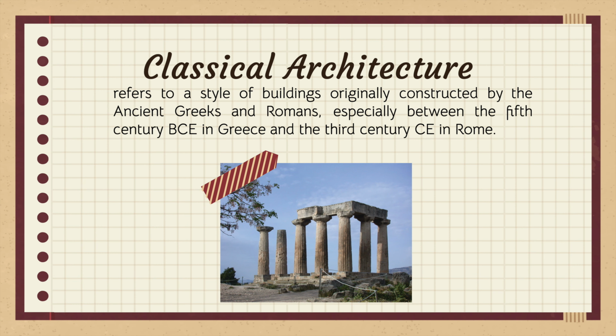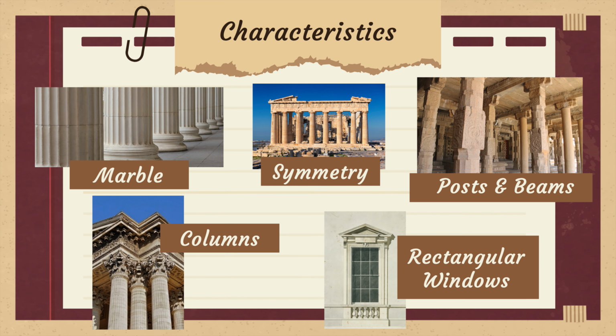What is classical architecture? Well, classical architecture is what we refer to as a style of buildings that was originally constructed by the ancient Greeks and Romans, most especially between the 5th century before the Common Era and the 3rd century Common Era. This style was revived many times over the years, and during the Italian Renaissance, architects worked to restore classical Roman architecture. Now, let us head over to the characteristics of classical architecture.